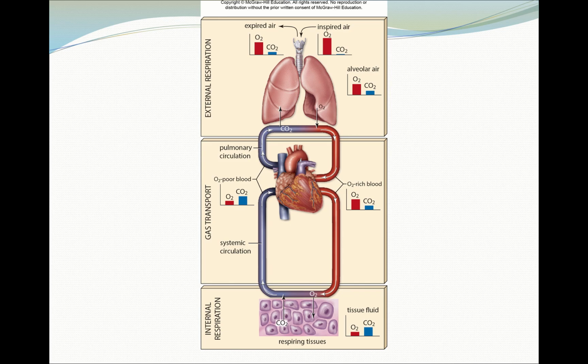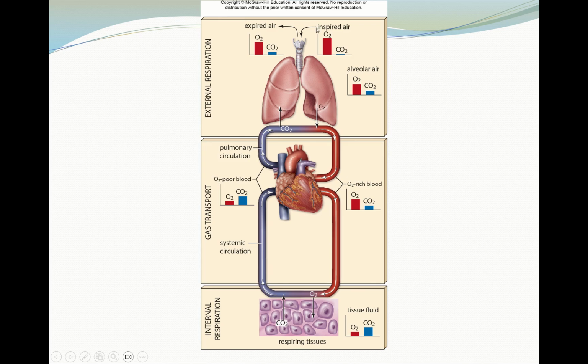So here's the table that illustrates this very nicely. So we see that once we leave the right side of the heart and we go into pulmonary circulation, we are going to have a higher level of carbon dioxide, a higher partial pressure of carbon dioxide in our blood, and that's going to cause it to diffuse into our alveoli, and then we're going to breathe it out.